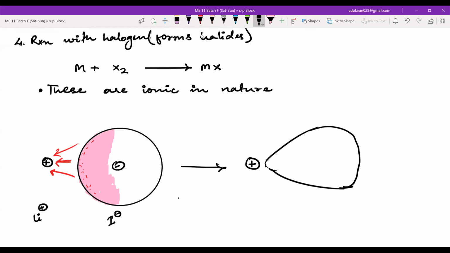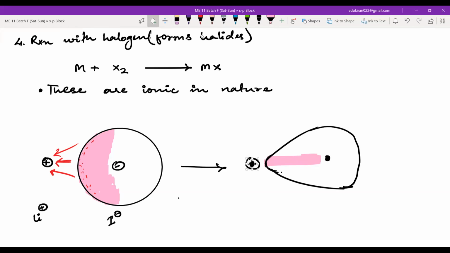So there will be distortion, right? There will be distortion of electron. Now, if I talk about the nuclei, this is the nuclei of lithium. This is the nuclei of iodine. And you can see there are electrons in between these two nuclei. Yes or no, guys? Correct?